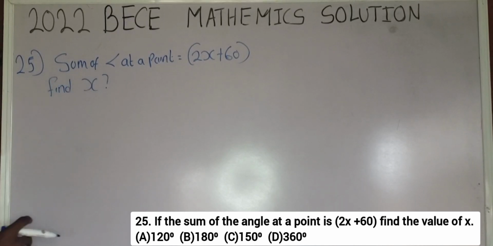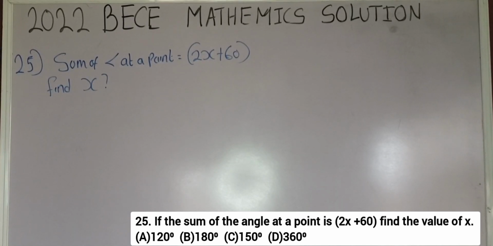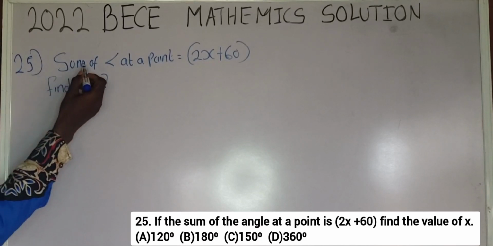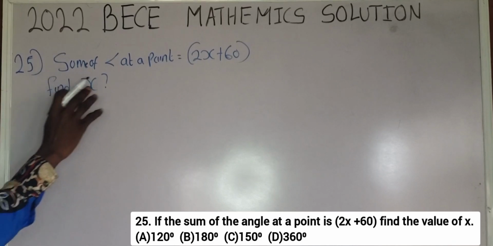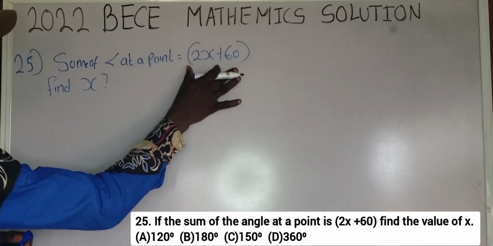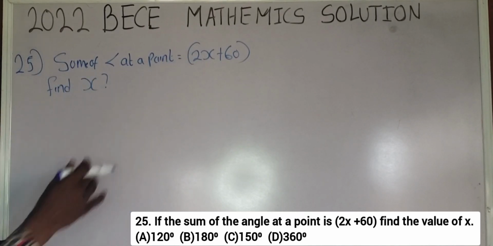Now, how do we solve for the value of x in this question? Pay attention, it's simple. You know that from your basic mathematics, the sum of angle at a point is 360 degrees. You understand? Let me explain again. The sum of angle at a point is 360 degrees. So, that means that they now give us an expression for the sum of angle at a point. Listen, the expression that they gave us is 2x plus 60.